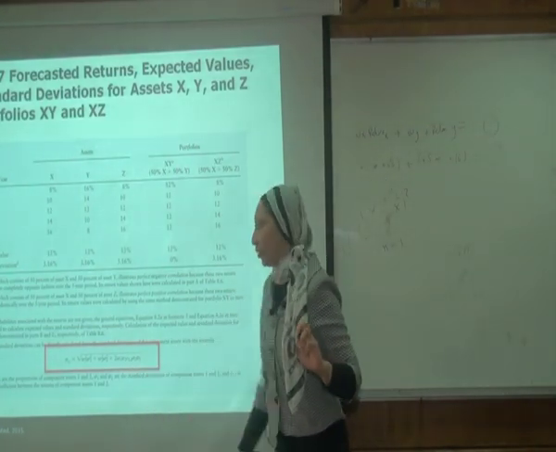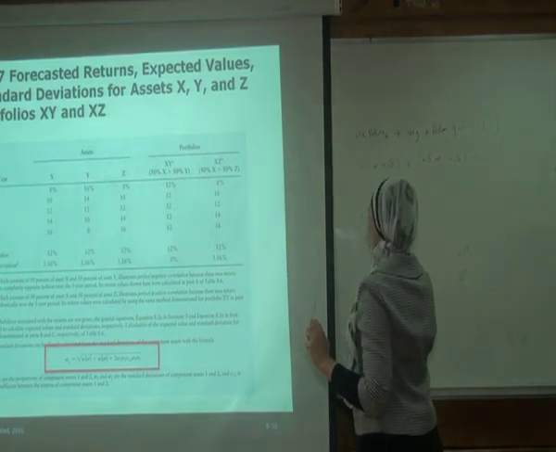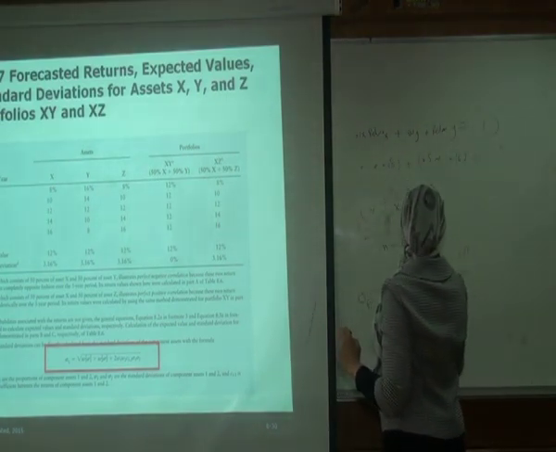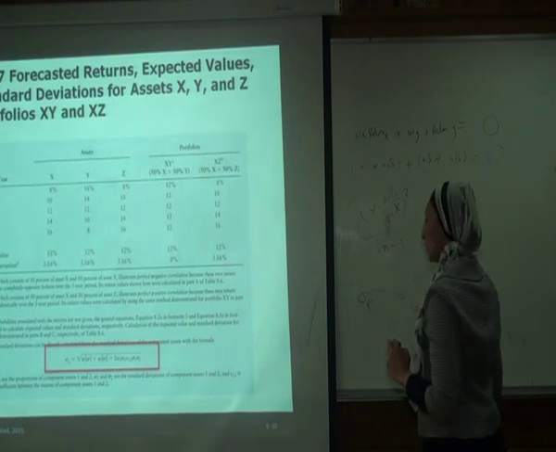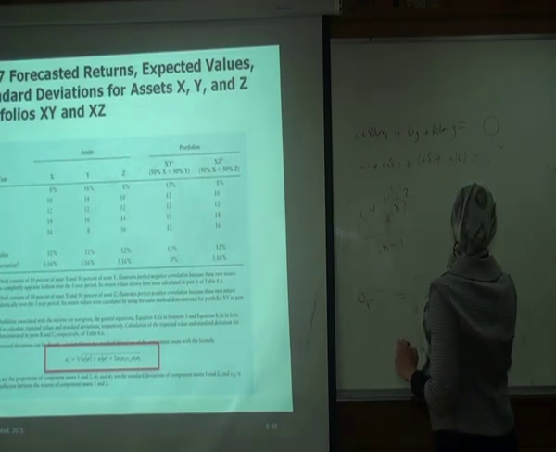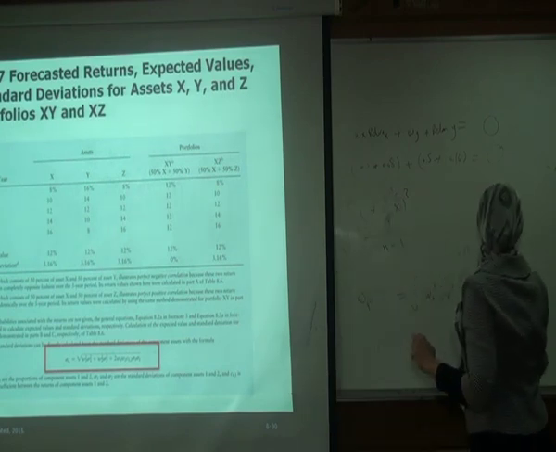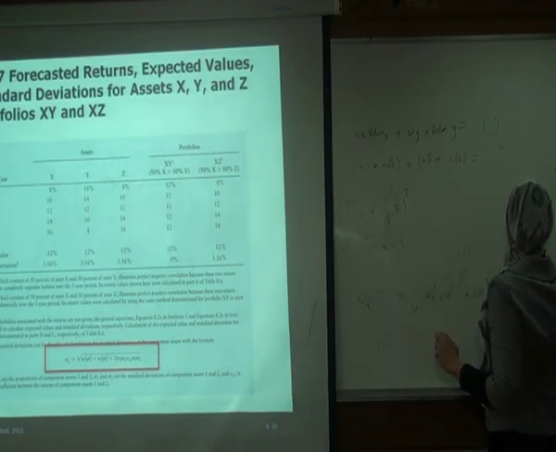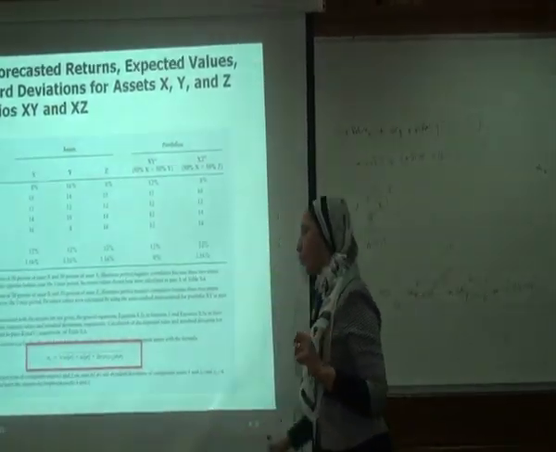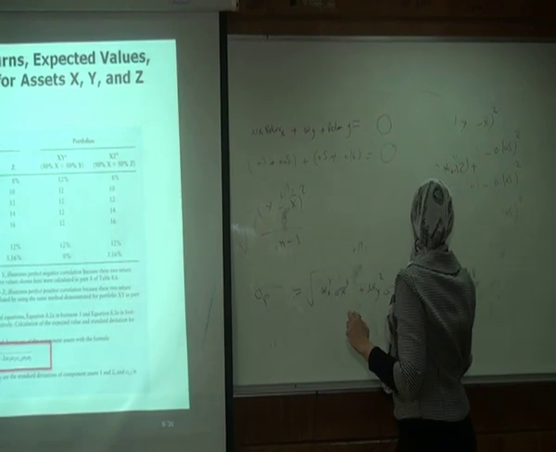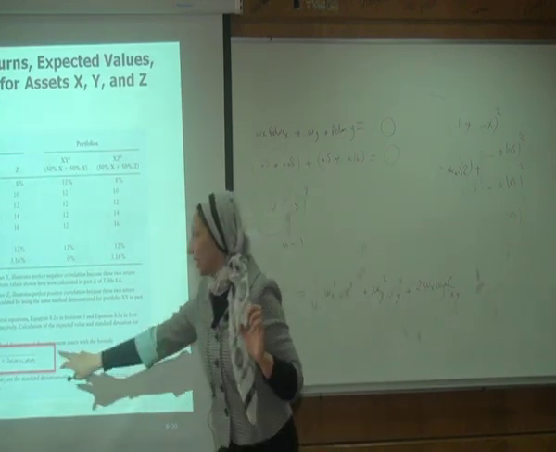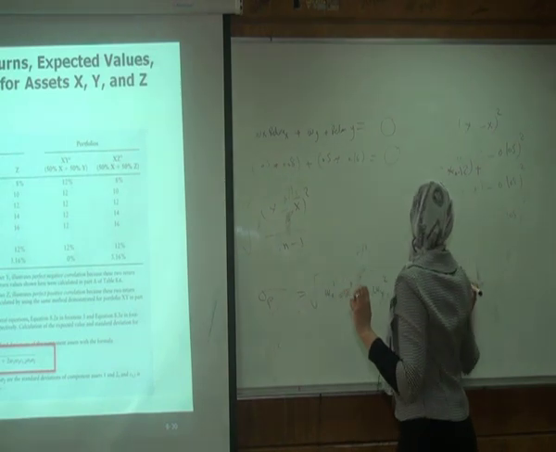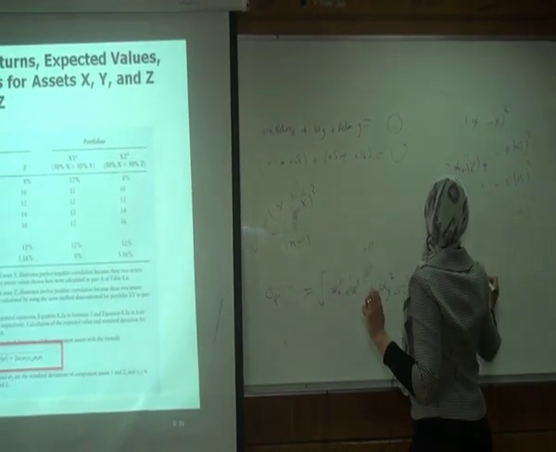Here is the rule. The standard deviation of the portfolio equals the square root of weight of stock x power 2 multiply standard deviation of stock x power 2, plus weight of stock y power 2 multiply standard deviation of stock y power 2, plus 2 multiply weight of stock x, weight of stock y, the correlation coefficient of stock x and y that we already calculated before, multiply sigma or standard deviation of x and standard deviation of y.